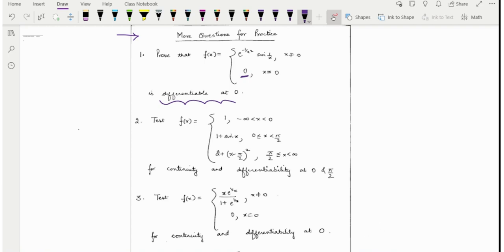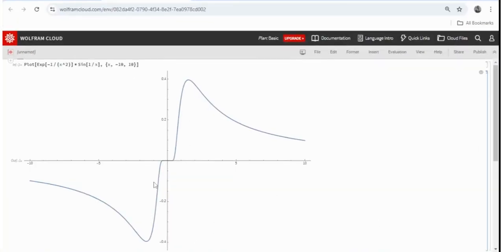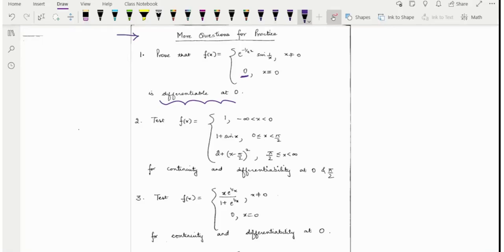Now if you look at the graph of the function, it's very easy to see that it passes smoothly through 0. I've sketched the graph of e to power minus 1 by x square sine 1 by x using Wolfram Mathematica here for you to see that the graph is passing smoothly through 0. There is no sharp point. So you indeed have differentiability looking at the graph, but let's prove that ab initio.